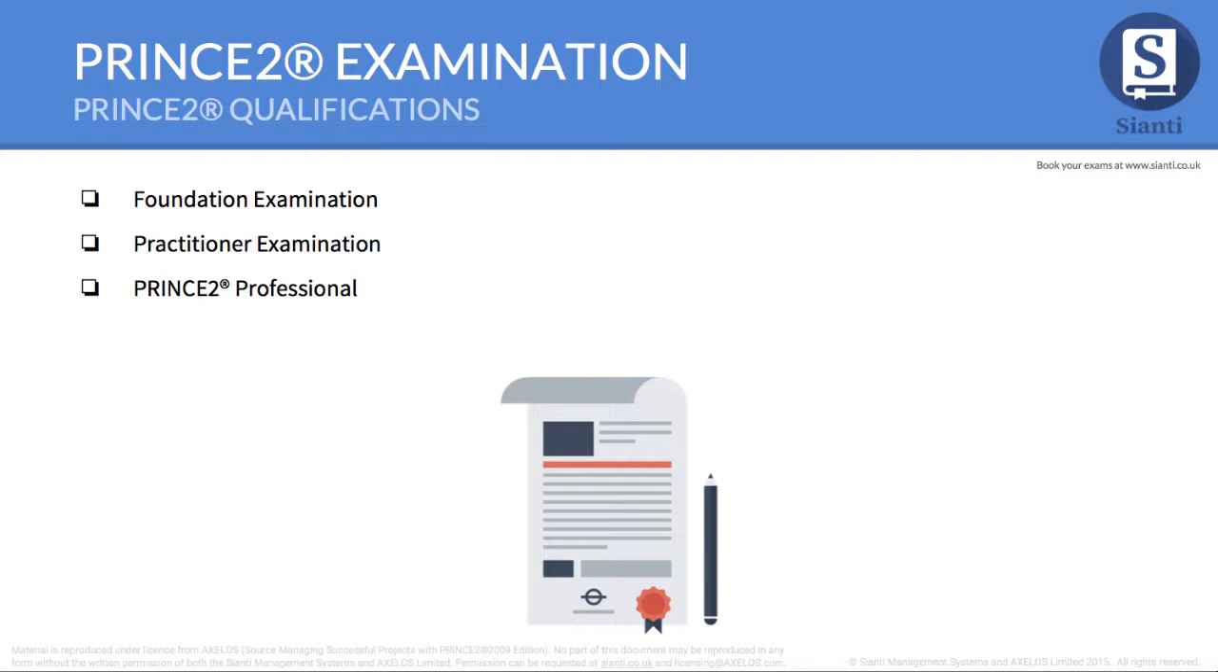And there's a further qualification, Prince2 Professional, which is not strictly an examination. It tests your ability to apply Prince in a real project environment. In that assessment, you attend an assessment centre over a weekend with a number of other people taking the qualification, and you are assessed by a team of examiners on how you can deal with complex projects and problems that arise on complex projects.